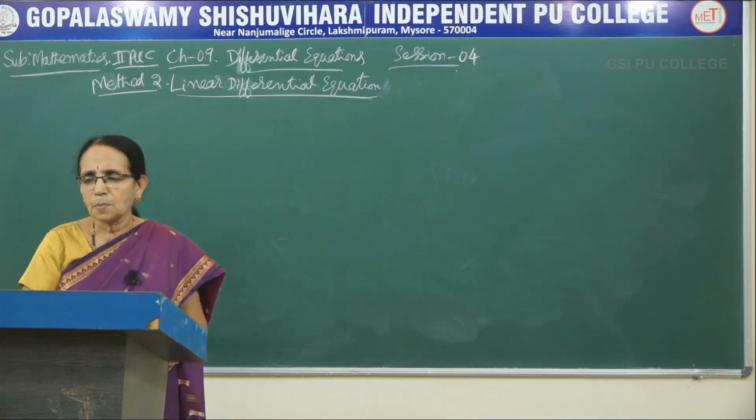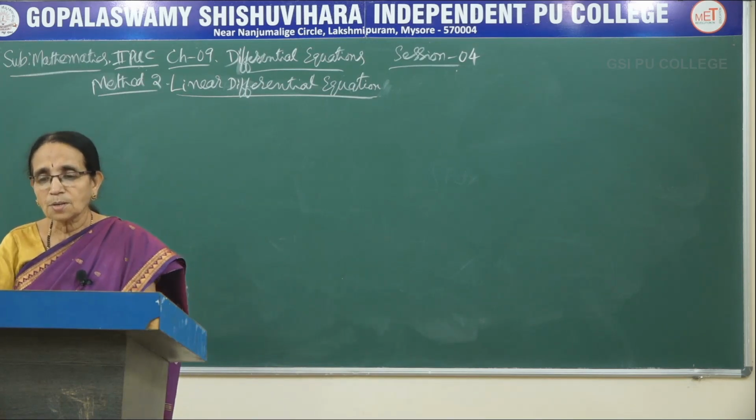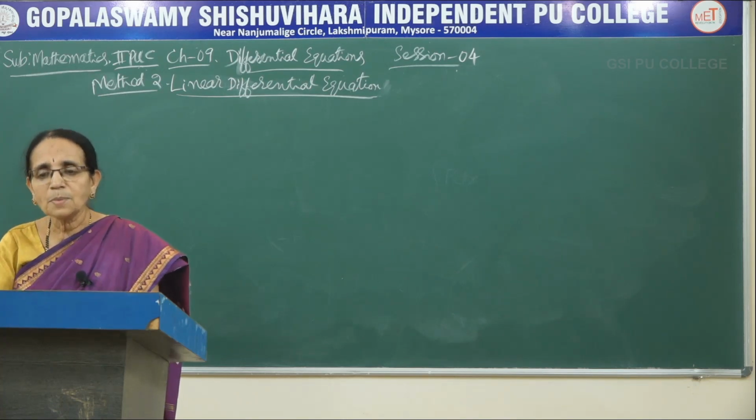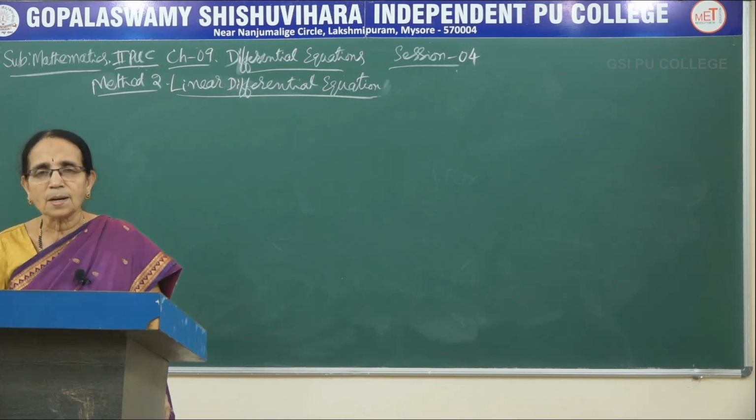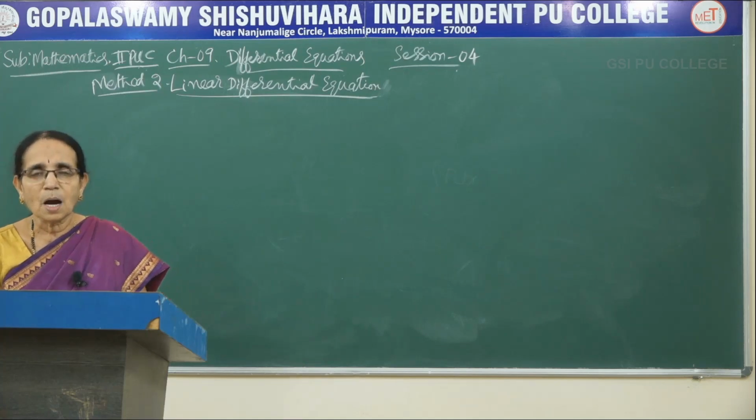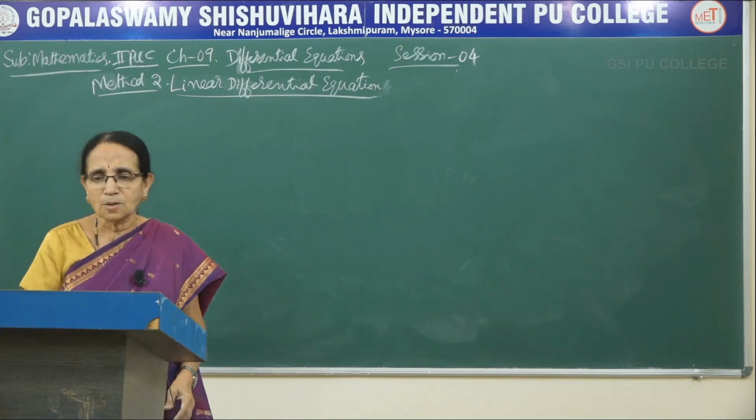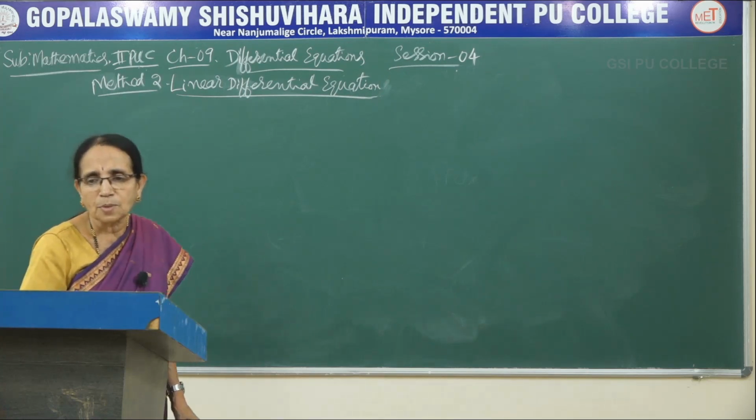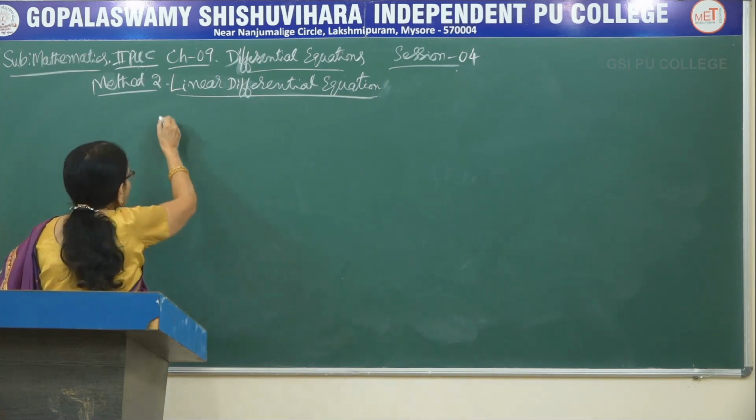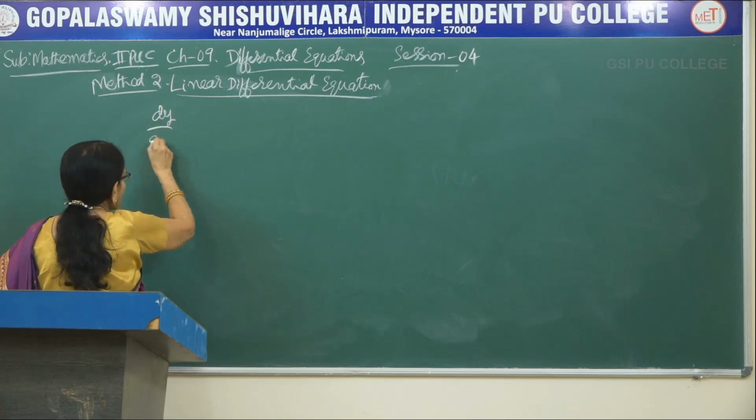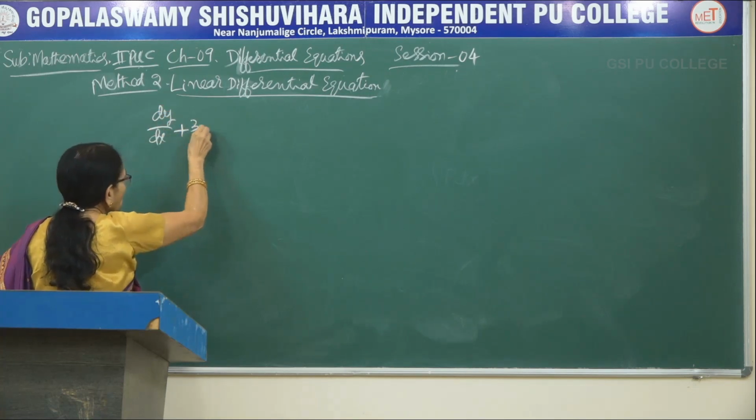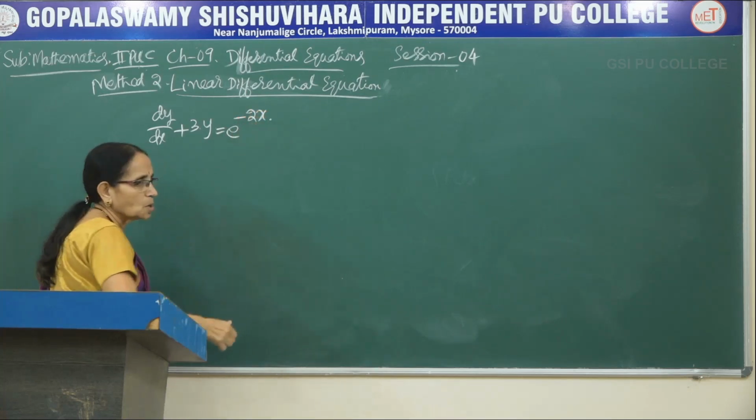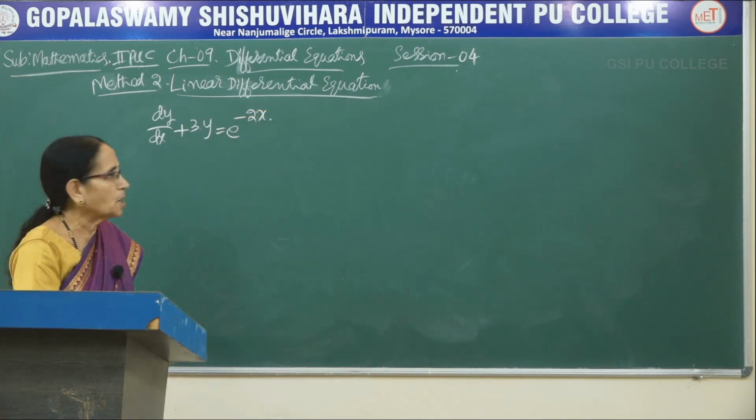Of course, each step carries marks here. So don't skip any step. You have to solve the problem step by step. First we will calculate the general solution. Afterwards we will come to the particular solution. So find the general solution of the first equation: dy by dx plus 3 into y is equal to e to the power minus 2x.